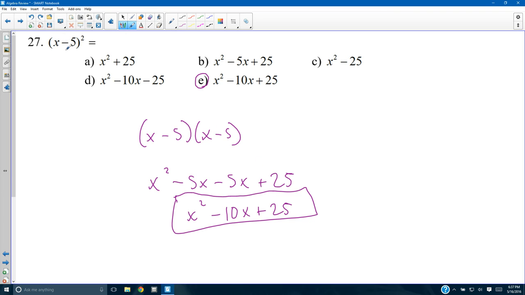Like I said, you can always double check. Plug in a number. Plug in 2. See what you get. I'll do it for you. 2 minus 5 is negative 3. Negative 3 squared is 9. 2 squared is 4. 4 minus 20 is negative 16. Negative 16 plus 25 is also 9. Good.